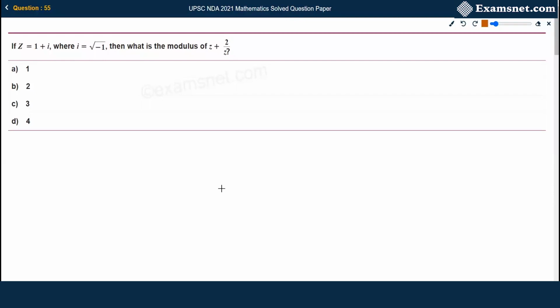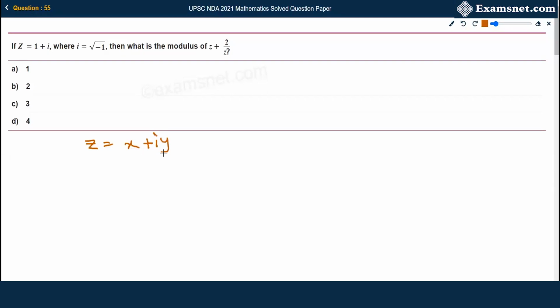Question number 55 states that if z equals 1 plus i, where i equals root under minus 1, then what is the modulus of z plus 2 by z? First, we need to discuss what the modulus of a complex number is. Let's say z is a complex number, and we can write the value as x plus iy, okay? z represents this complex number.